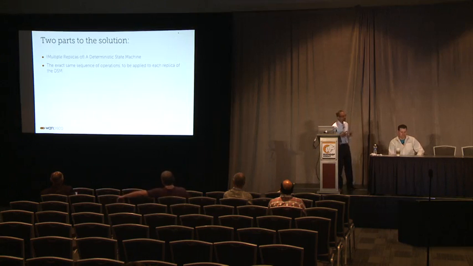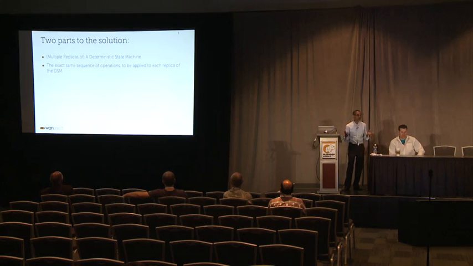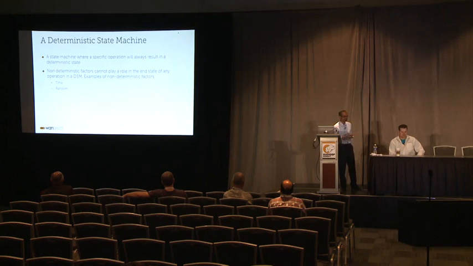There are two parts to this solution. There is something called a deterministic state machine, multiple replicas of these on each machine, and a sequence of operations or changes to the state machine that you perform in exactly the same sequence in each of these deterministic state machines. I'll go into a little bit more detail about what a deterministic state machine is so you can understand how we get these perfect replicas.